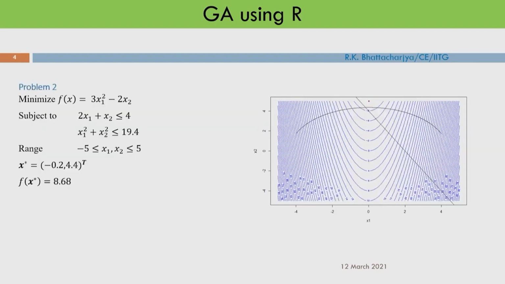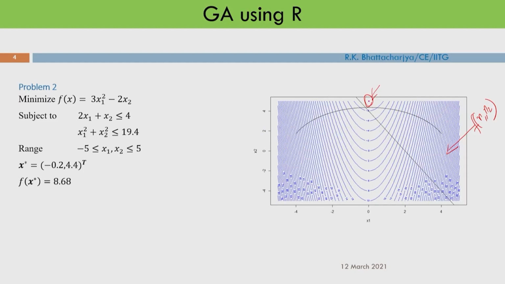The second problem is again a problem of two variables, x1 and x2. The objective function is 3x1^2 - 2x2, and this is the contour plot of this objective function. Because I am minimizing, I should get this particular solution. This is the unconstrained solution, but there are two constraints.